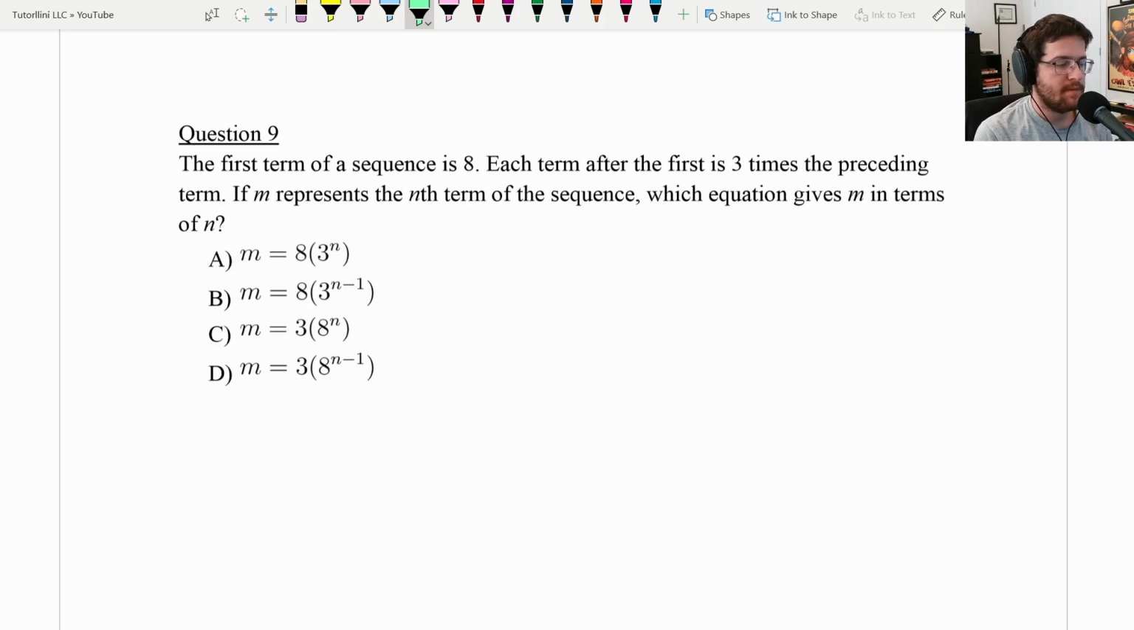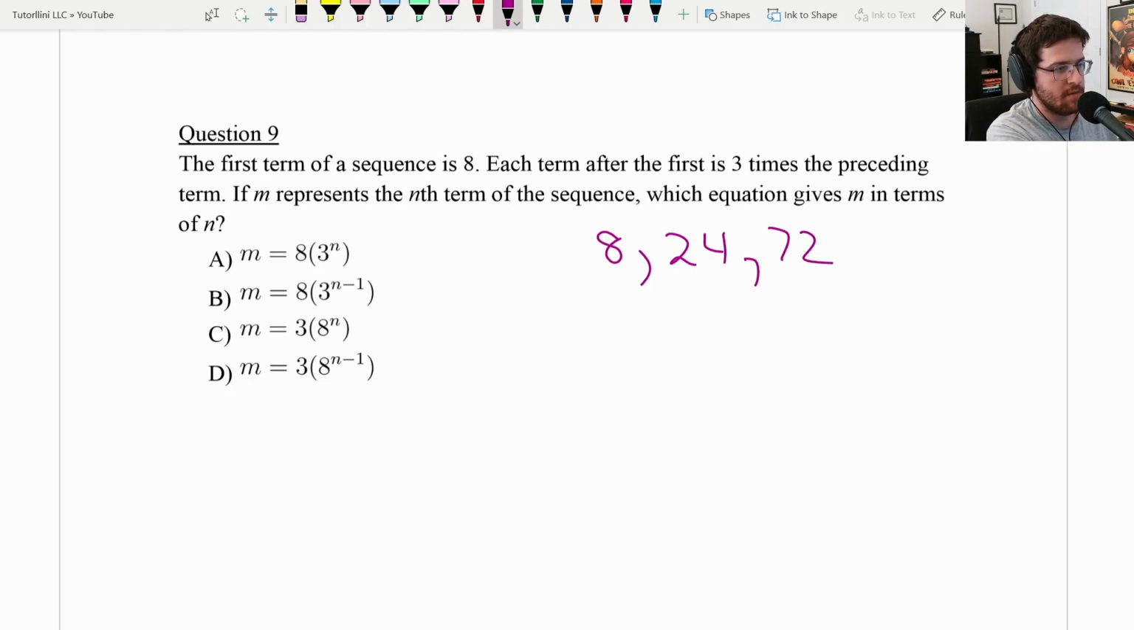Okay, question 9. This one is tricky and perhaps a little bit outside the scope of what we covered in the video. However, when you get stuck, especially on a story problem, you can always just come up with numbers and guess and check, and that's what I'm going to do here. So it says the first term of a sequence is 8. Each term after that is 3 times. Okay, 8 times 3 is 24. And why don't I do one more just for good measure? So 24 times 3 is 72.